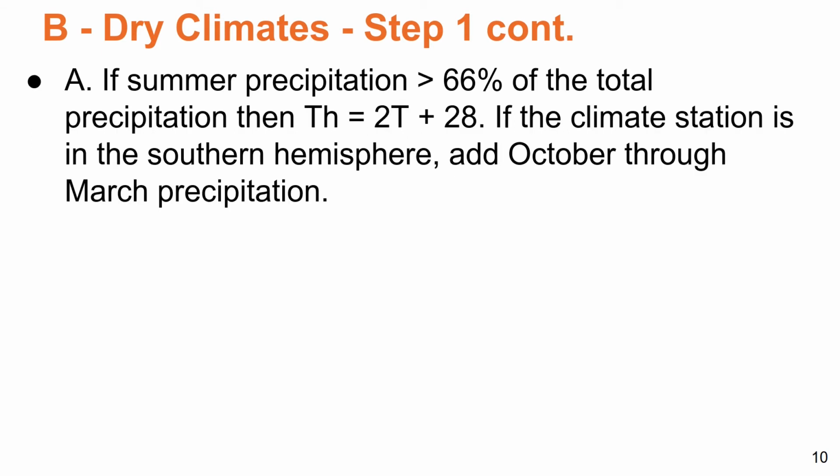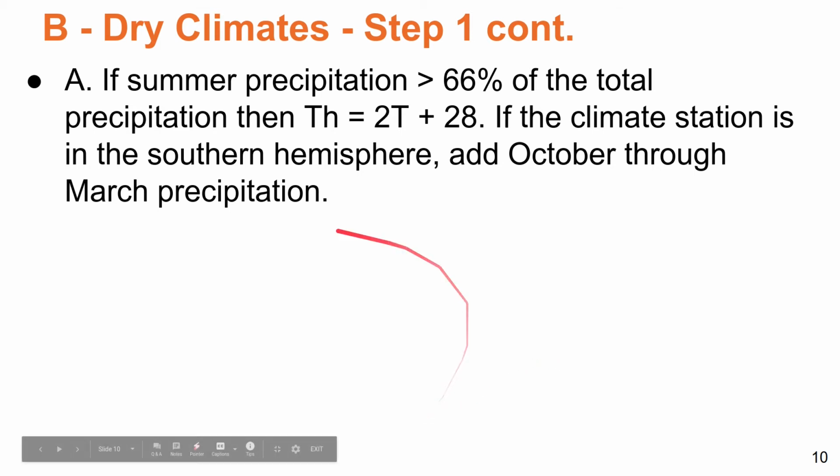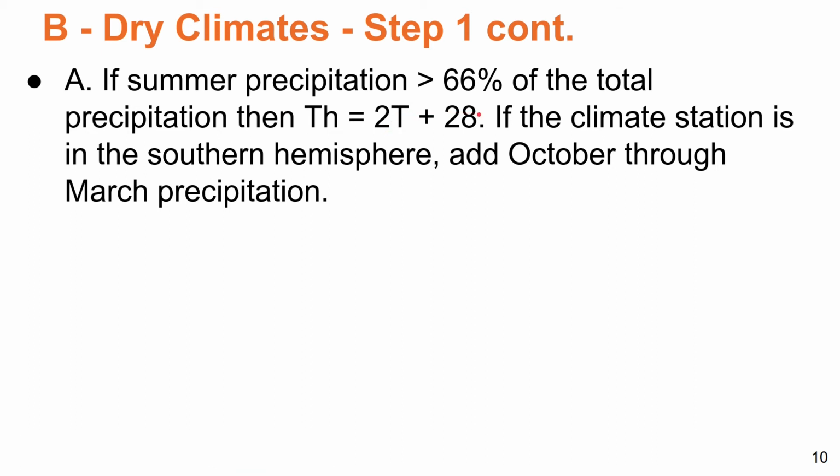So, step 1. If the summer precip is more than 2/3 of the total precip, then the TH factor, the dryness factor, is calculated by doubling the annual temperature and adding the number 28. And again, if the climate is in the northern hemisphere, April through September is the summer. If the climate station is in the southern hemisphere, you just look at, when we go through the example, well, you'll see what I'm talking about. You just look at the months and figure out, well, are October through March the hot ones, or are October through March the cold ones?